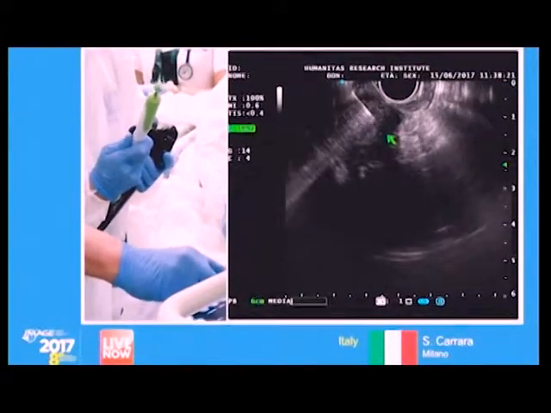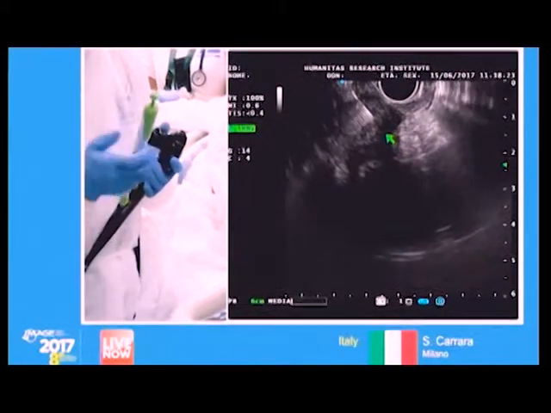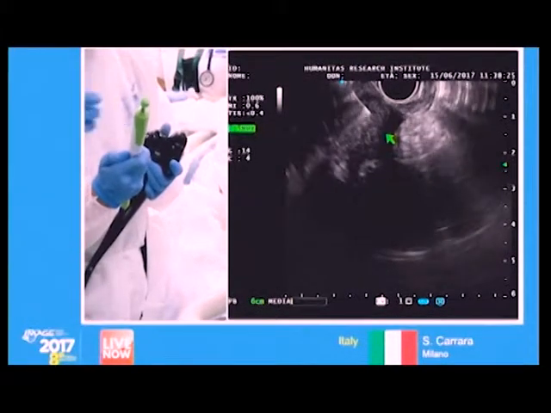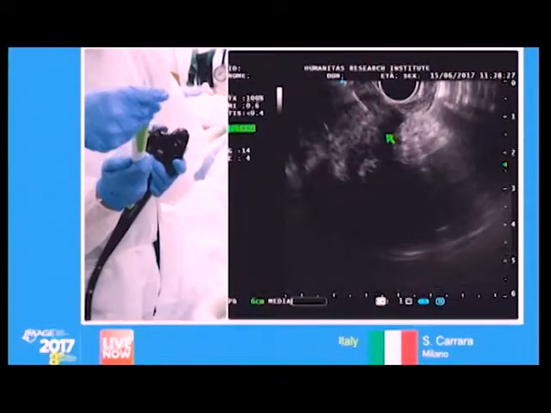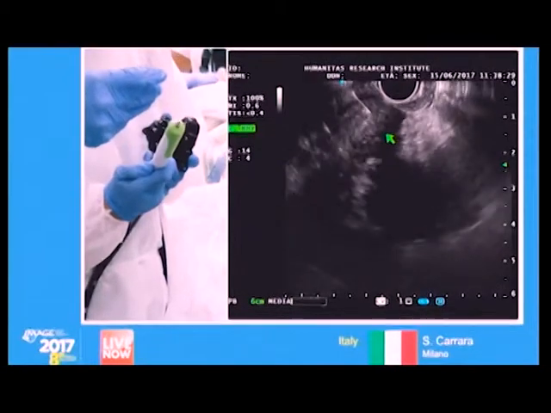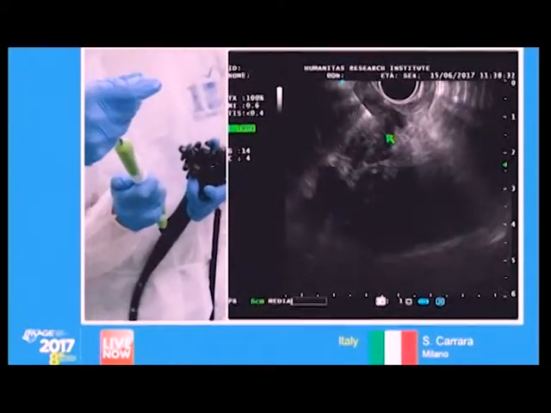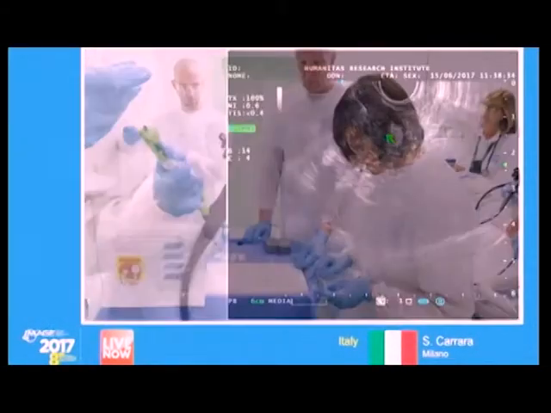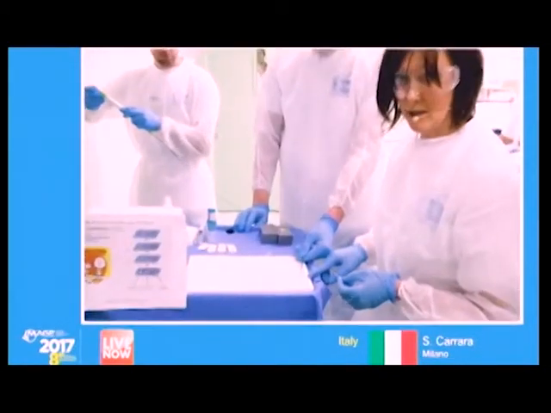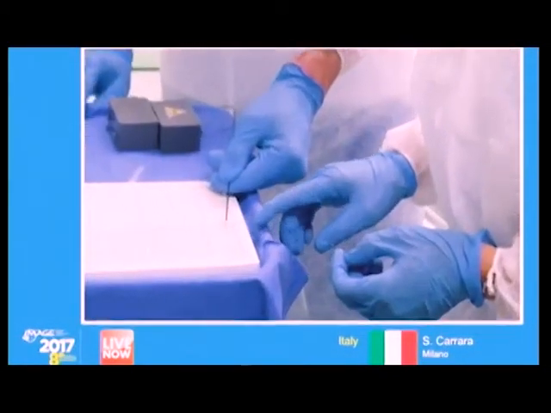Okay, the tumor is very stiff. I can feel it with my hand, but I enter in a very good way because the needle has a very good cutting surface. So I will use the slow pull technique. I move the needle. We release the material on the smear and we see what we have.